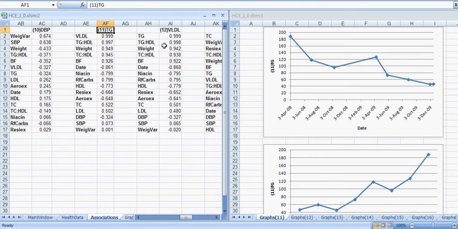So when you look at triglycerides, it's strongly associated with VLDL cholesterol, and that's something to be expected. And it's also strongly associated with the ratio of triglycerides and HDL, which is to be expected because this ratio is calculated based on triglycerides.